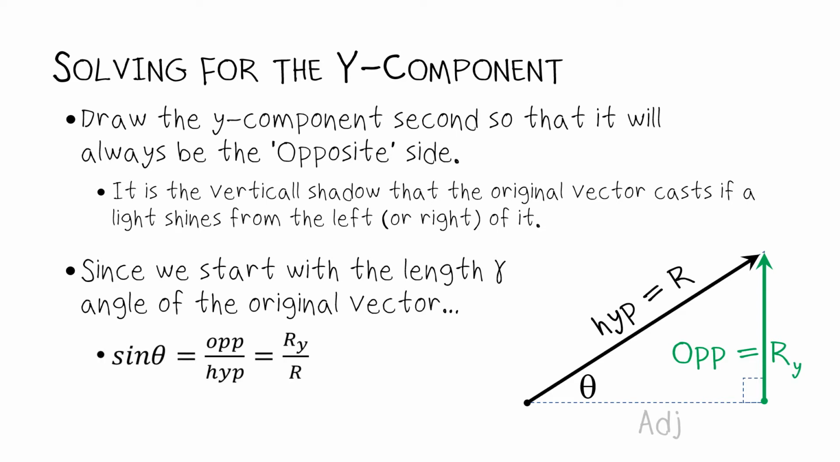And in this case, we are going to use the sine. We have the opposite side that we're interested in. We know the angle of the hypotenuse. We know the length of the hypotenuse, which is our resultant vector. So sine of theta is equal to opposite over hypotenuse, which is equal to ry over r. We can manipulate that to solve for ry, and now we have our vertical component, the y component equation. ry equals r times sine theta. That's the length of your resultant vector times the sine of the angle of the resultant vector. And again, that angle is taken as a standard angle with respect to the positive x-axis.